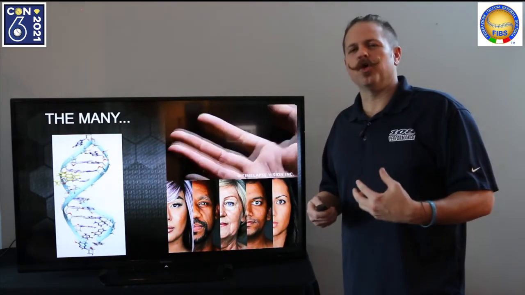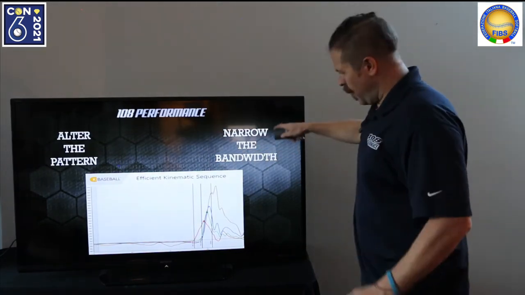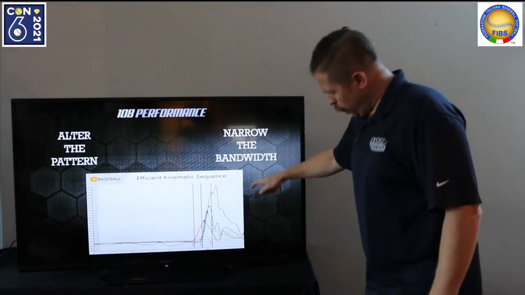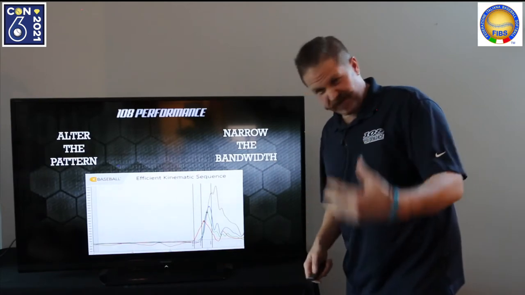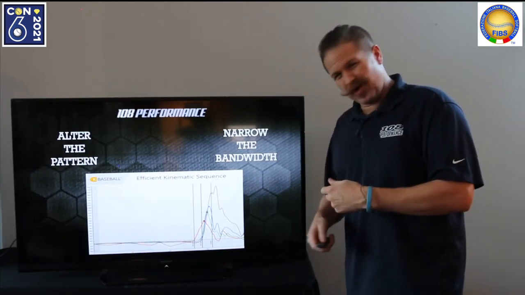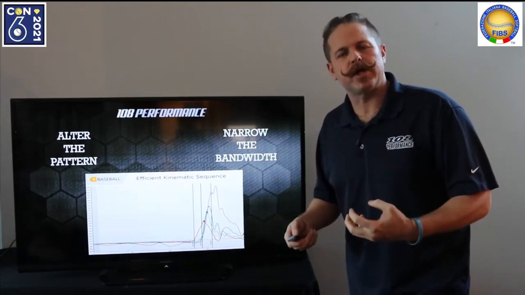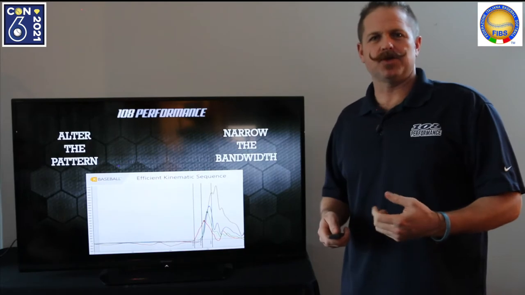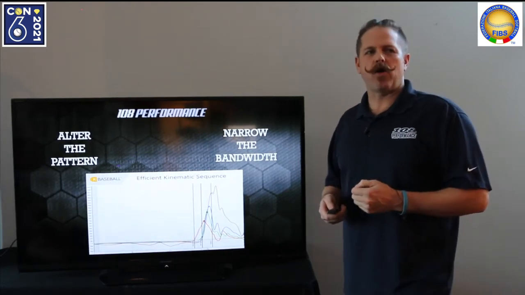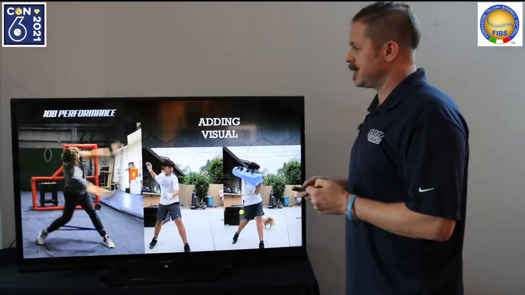So our goal is to narrow the bandwidth. We want to alter the pattern, and then we want to narrow the bandwidth, right? We need to make this pattern as efficient and as powerful in the shortest window of time and space possible. We don't want to leave tremendous room for variation. We want to get off our A swing more often than everybody else. So we've got to alter it, and then we've got to narrow it, okay? So as we continue to move forward challenging it, we can add some visuals.